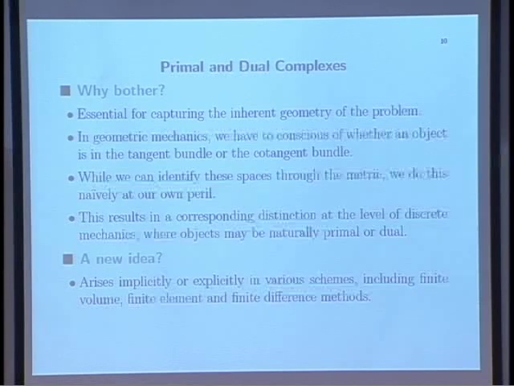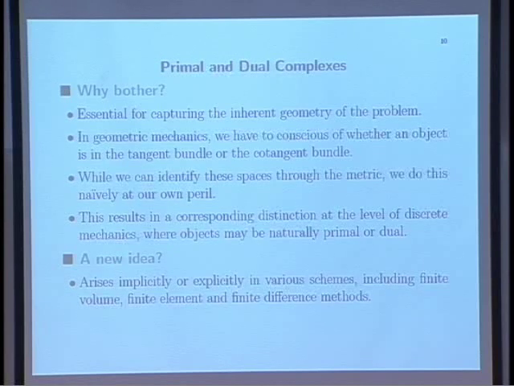I guess it might not be so relevant to this community, but to a lot of people in engineering, they might wonder why you care about these primal-dual complexes. And it turns out that it's really essential for capturing the inherent geometry of the problem. So in geometric mechanics, for example, you care about whether something is on the tangent space or on the cotangent bundle. And really, it's just that these objects transform in different ways. It's possible, and often done in practice, that people identify these spaces through the metric, but it turns out that at a discrete level, oftentimes this is a bad thing to do.